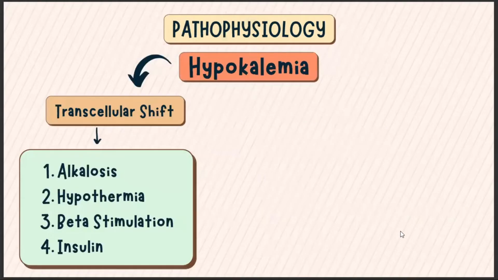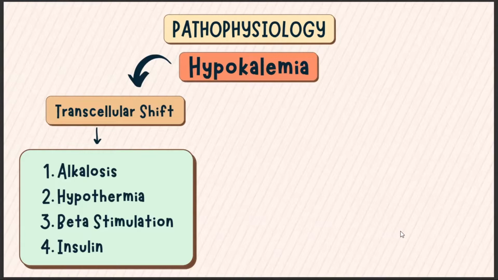For the next slide, moving on to the transcellular shift. Hydrogen ions and potassium ions shift over the cell membrane. That is what we call alkalosis, in which low extracellular hydrogen causes a shift of hydrogen from intracellular to extracellular to compensate. Why does it need to compensate? Well, it is to maintain electrolyte balance in the cell.